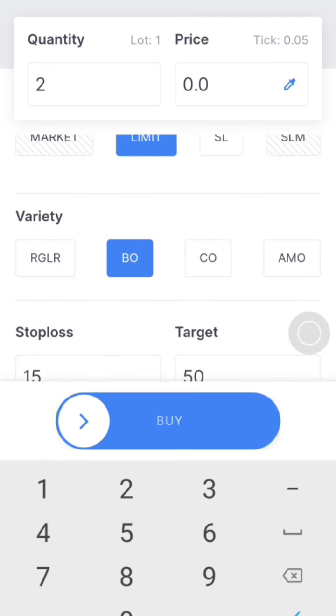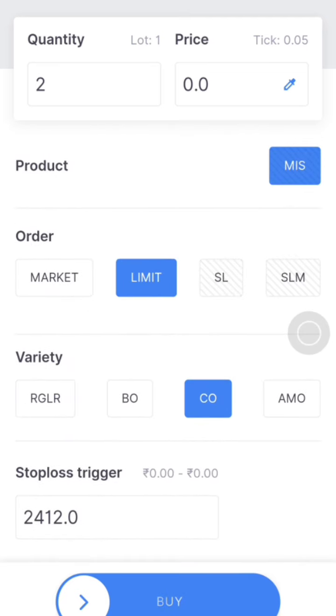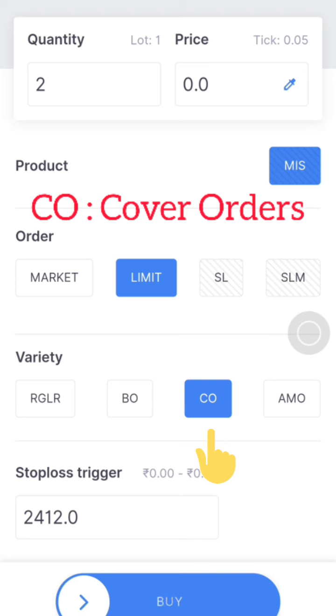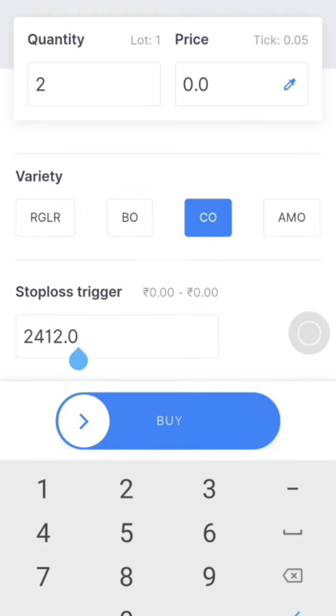Then there is something called CO. CO means cover order. Cover order means it's a safer trade, we feel. The reason is that when you buy or sell, in the cover order there is something called a stop loss. With the stop loss, this share will not get executed. So let's see, I purchased the Bajaj Finance at, let's say, 2400. I'll purchase, and the stop loss I'll put at 2360.